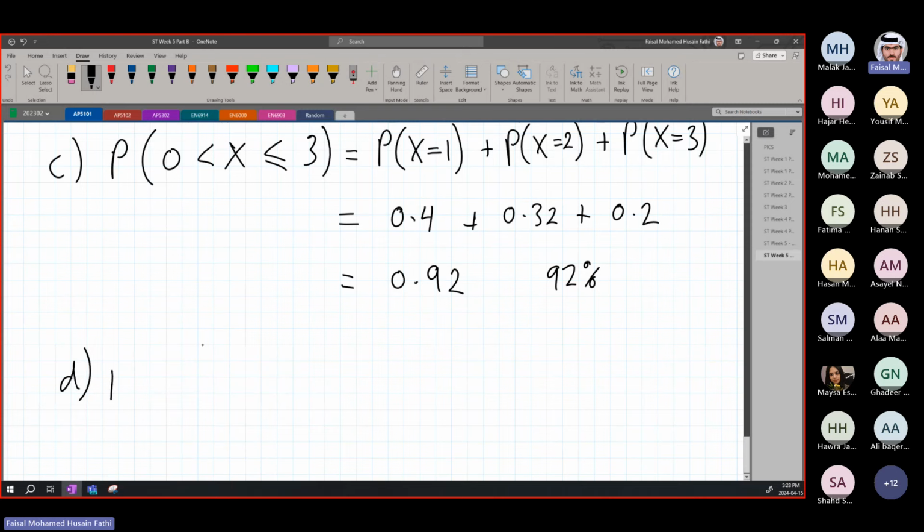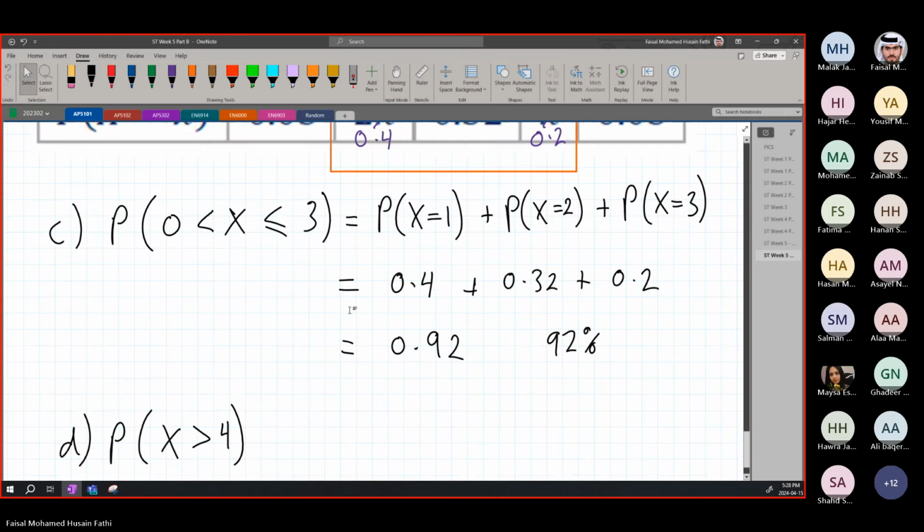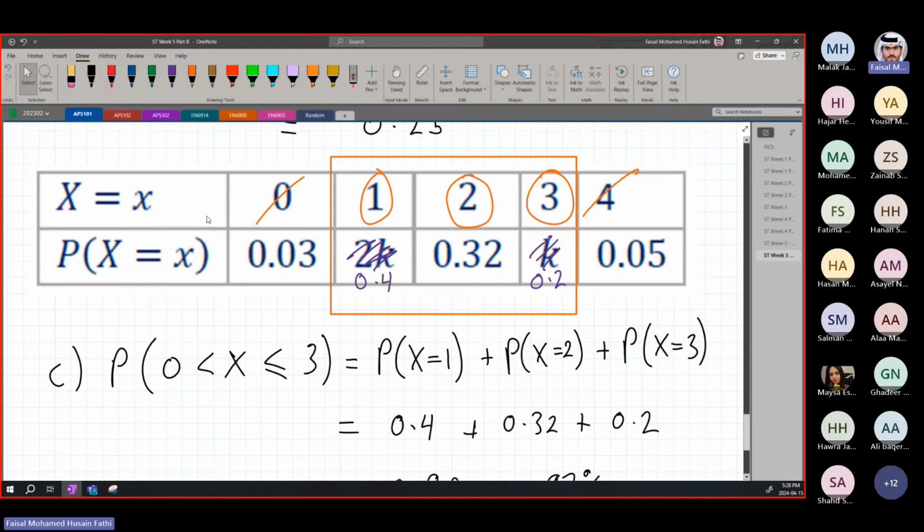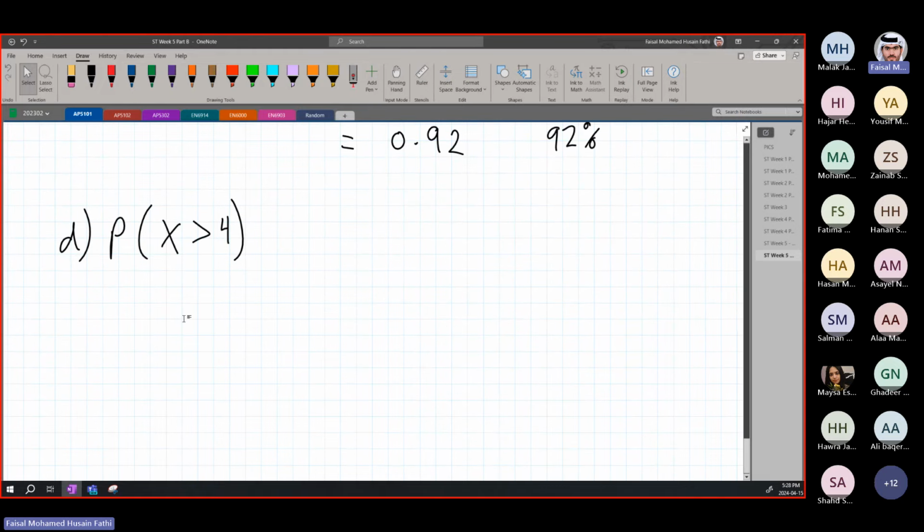And now part D. Part D says the probability of when x is greater than 4. Remember, our x value is at the top here. All right, let me just copy paste this one more time.